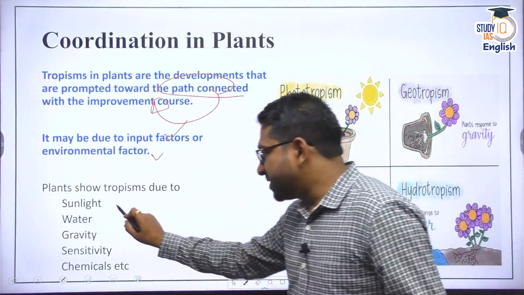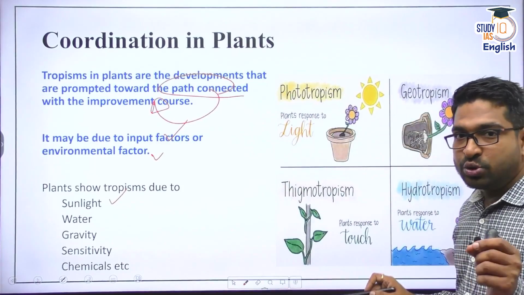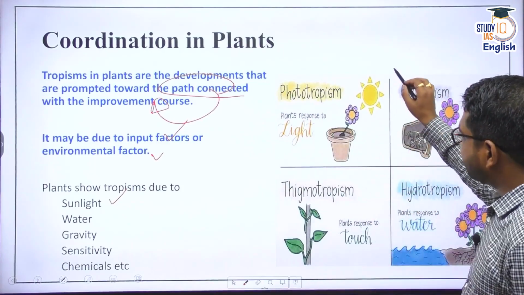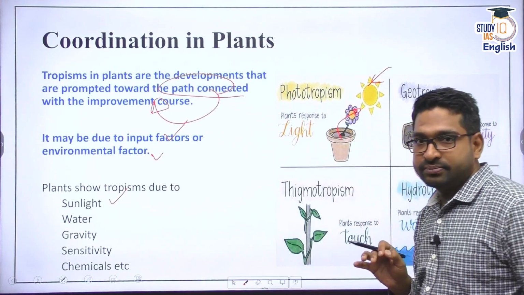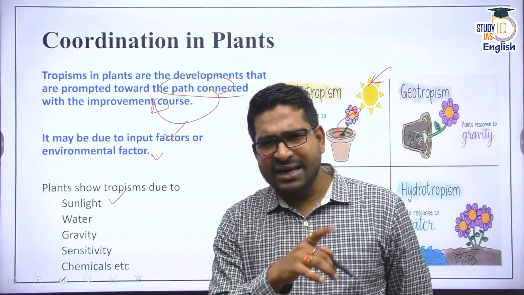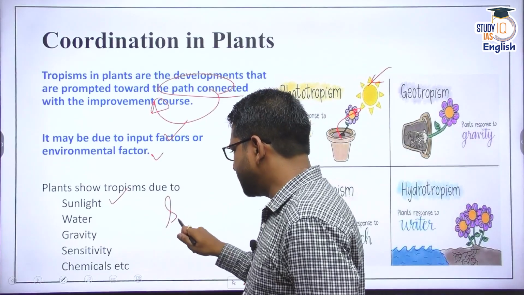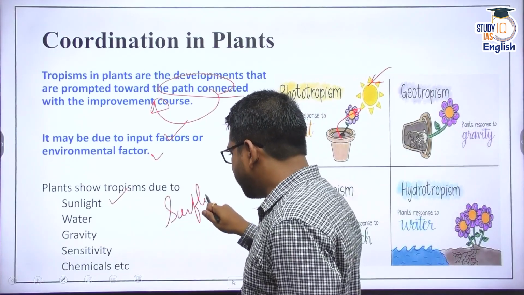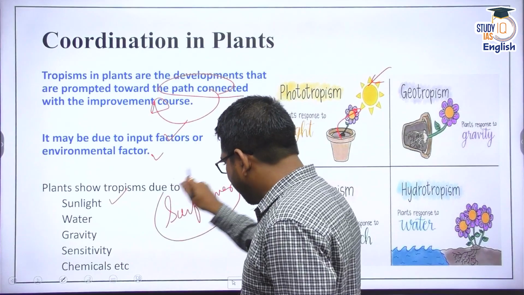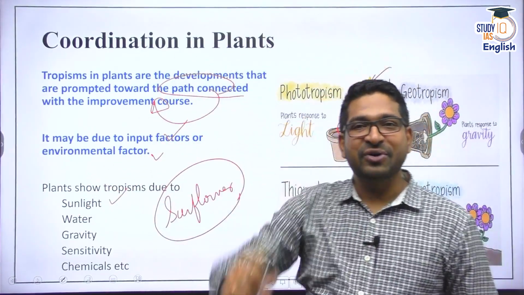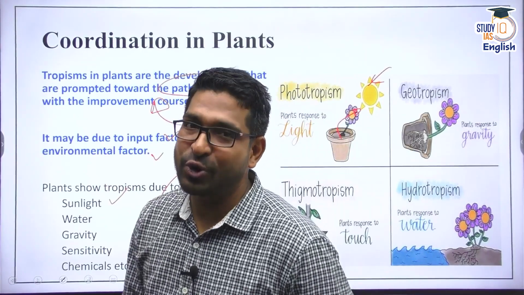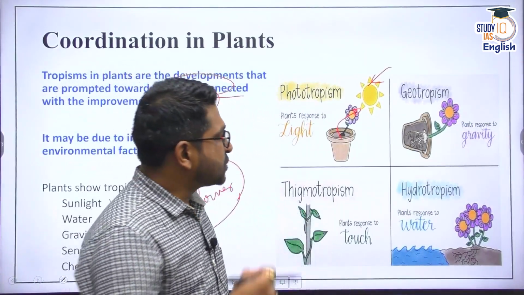For example, if there is sunlight, they show phototropism. Wherever there is sunlight, the plant tries to grow in that direction. You must have seen this classically with the sunflower. The flower itself turns its head according to the movement of the sun. That is called phototropism. Apart from phototropism, there is also geotropism.